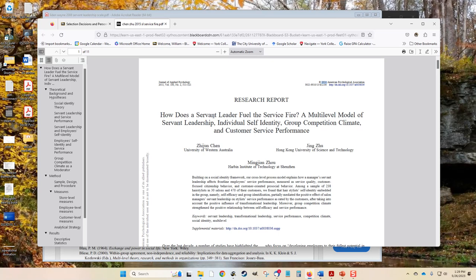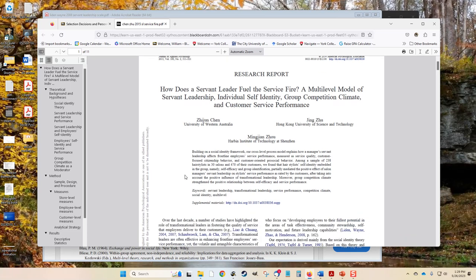The title is very important. How does a servant leader fuel the service fire? So this article is going to be about servant leadership and how it will do something that helps with service. Customer service, a multi-level model of servant leadership, identity, group competition climate, and here we go, customer service performance. And now that we read the title and thought about the title, we're starting to think about what questions we would have about this article.